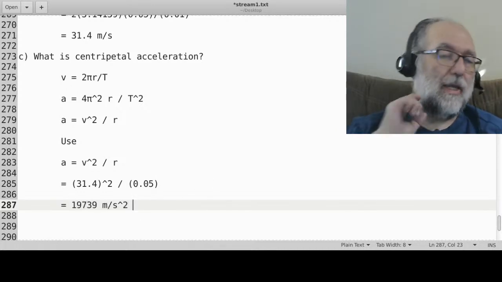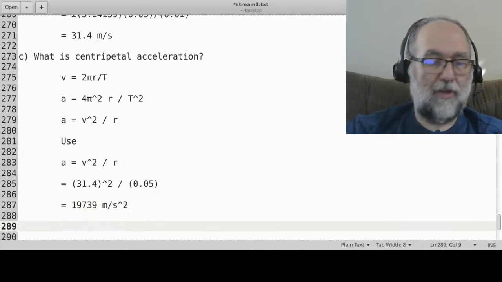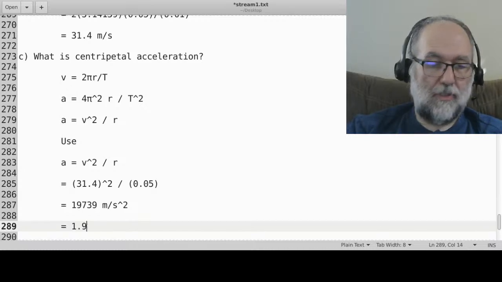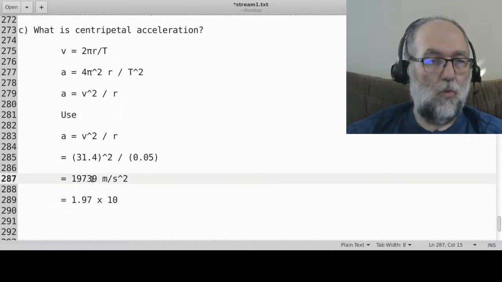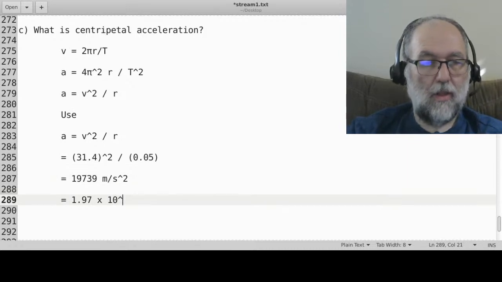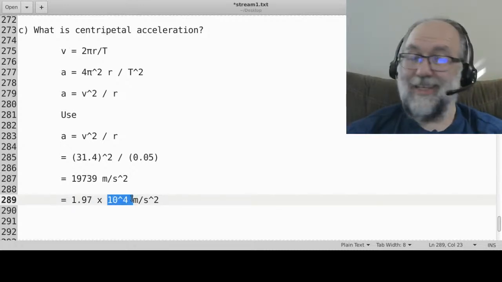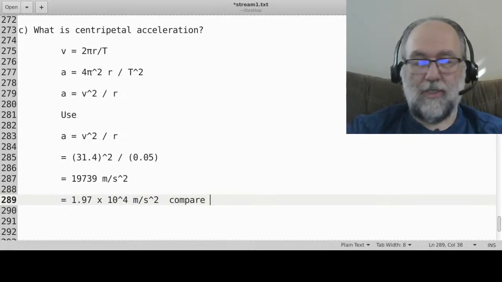Now that's too many decimals, right? We only want 3 significant figures. But if we round that off and write it in scientific notation, it's 1.97 times 10 to the, well, how many times did we have to move the decimal over? 1, 2, 3, 4, times 10 to the 4 meters per second squared. And you say, how do I know this is big? Well, 10 to the 4 is like in the 10,000s. Compare that to what? What do you always compare acceleration to?